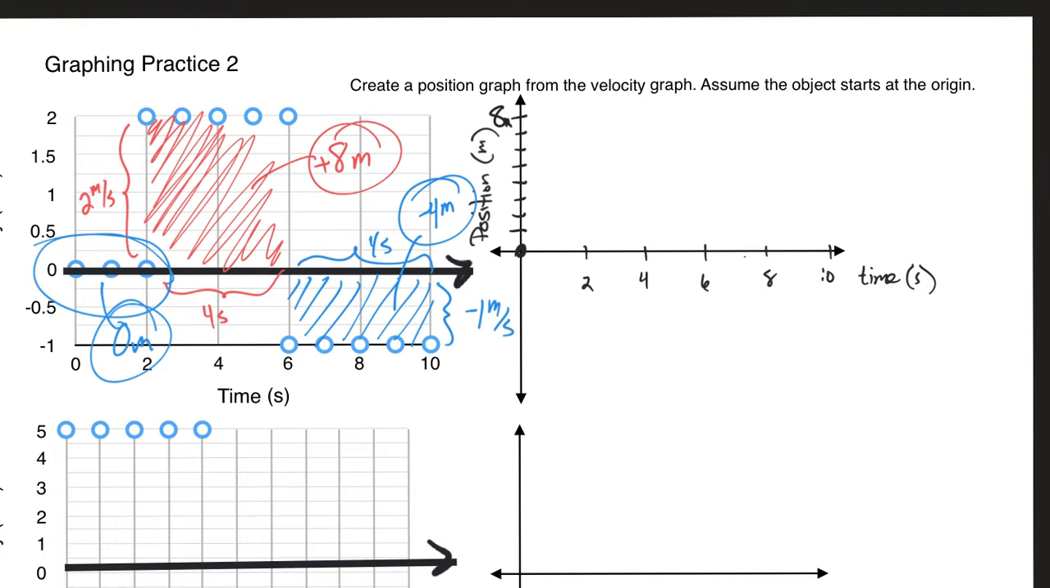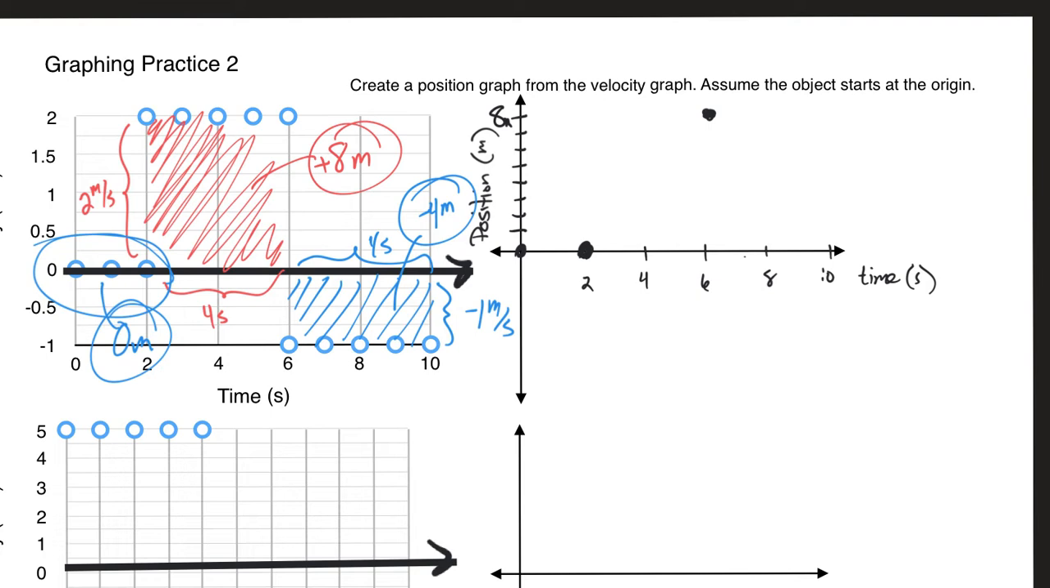All right, in the first 2 seconds, the object doesn't move. That means that my next dot's going to be there. In the next 4 seconds, it moves forwards 8 meters. So I know that at 6 seconds, it's 8 meters away from the origin. So I'm going to put a dot right here. Try to line it up with the 8 meter mark and line it up with the 6 second mark. Now, I have to connect those 2 dots together.